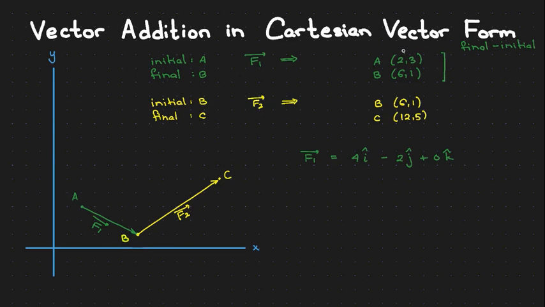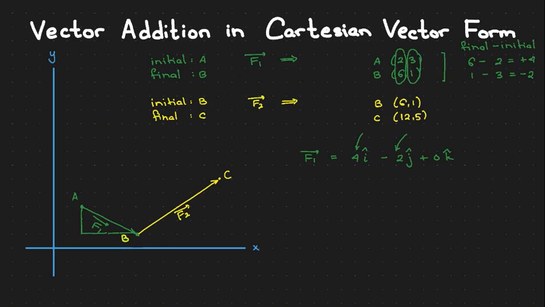So final minus initial, if you look at the x coordinates of the 2 points, final minus initial, 6 minus 2 is equal to positive 4. If you look at the y coordinates of the 2 points, final minus initial, 1 minus 3 is equal to negative 2. Well, let's check this. If you want to go from point A to point B, you want to go 2 in the negative y, and you want to go 4 in the positive x.